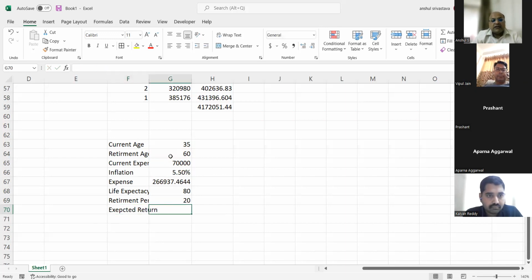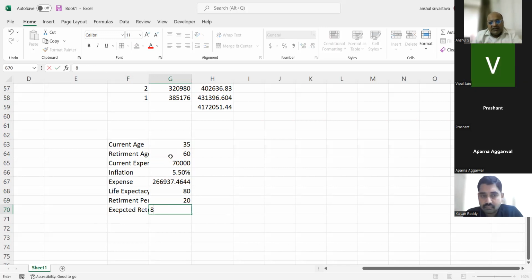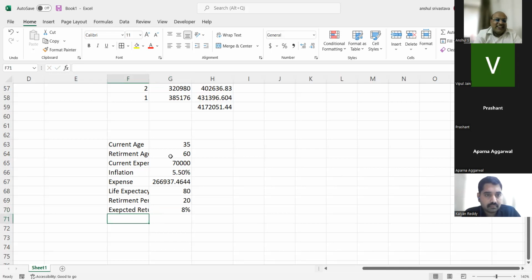Expected return is how much? 10%. 8 or 10%. Let's be conservative. Let's take 8%. Okay. So real return would be, that is all yours.